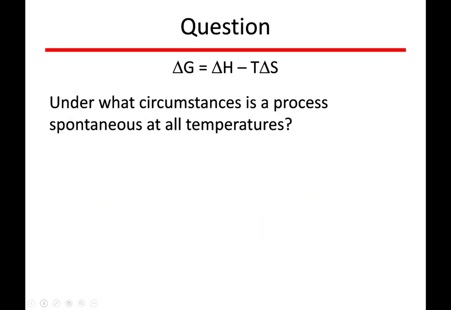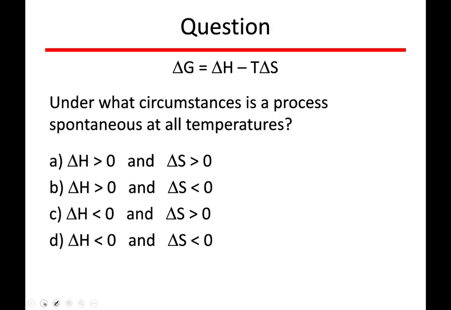Now, it is possible to have a situation where a process will be spontaneous at all temperatures. So I want you to think about what combination of signs for delta H and delta S would give you a reaction that is going to be spontaneous at all temperatures. Take a moment to think about this and put in your answer.